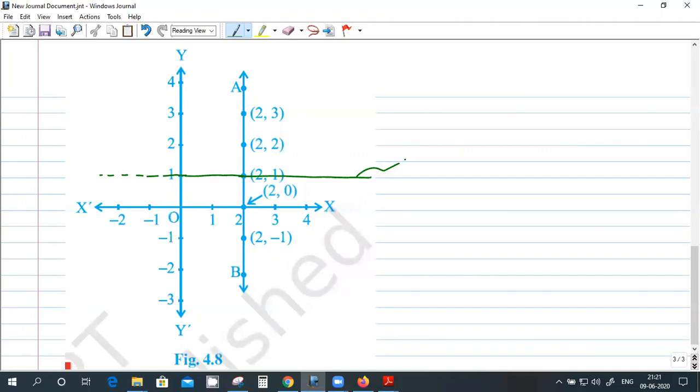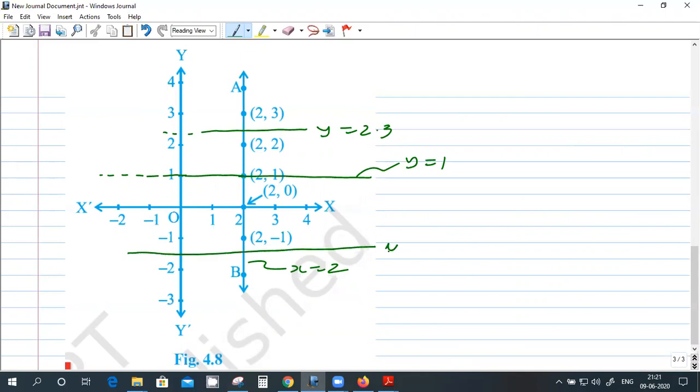So what is the equation of this line? y is equal to 1. And the equation of this line is x equal to 2. So a line passing through (2, 3). Can y be -2 also if it passes here? Yeah.